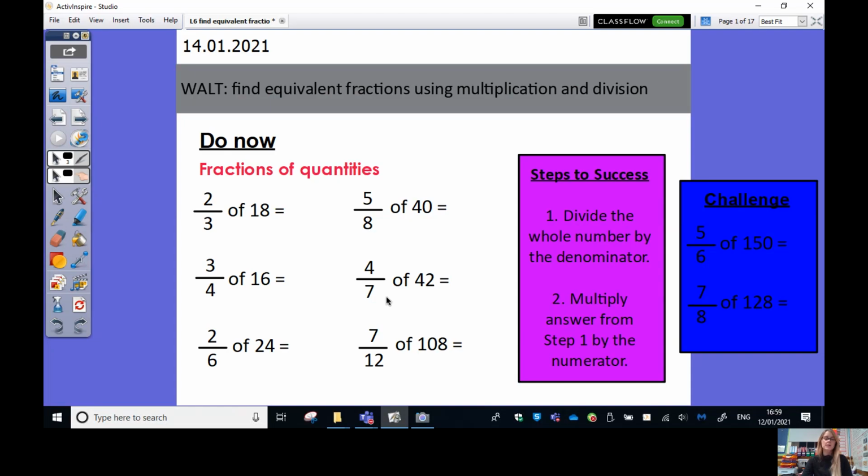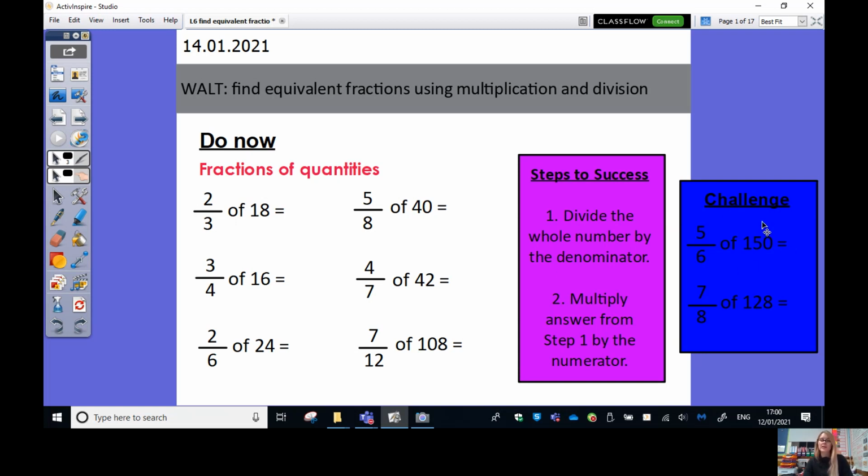So I'm going to pop up your do now. So we're going to practice what we were learning yesterday, fractions of non-unit fractions of quantities, sorry. So remember that non-unit fractions have a numerator that is larger than 1. So that's really important for the second step in our steps to success. So remember, we divide the whole number by the denominator and then multiply by the numerator. So hopefully you've remembered how to do that from yesterday, but use the steps to help you.